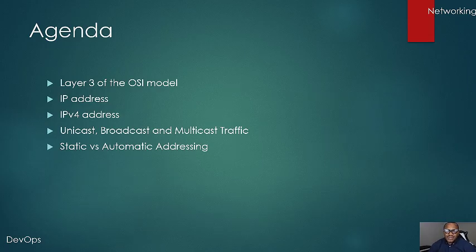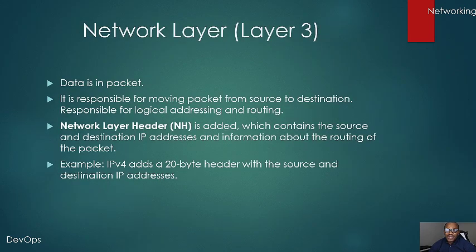My name is Enoch. Today we will continue in our series on networking, and we will be looking at layer 3 of the OSI model. In my last video on networking, we treated the OSI model and we dealt extensively with layer 1 and layer 2, and today we will be looking at layer 3, which is the network layer, and we will look at IP addresses, IPv4 and IPv6 addresses, and unicast, broadcast and multicast traffic. We will look at static versus automatic IP addressing. And let's get right to it.